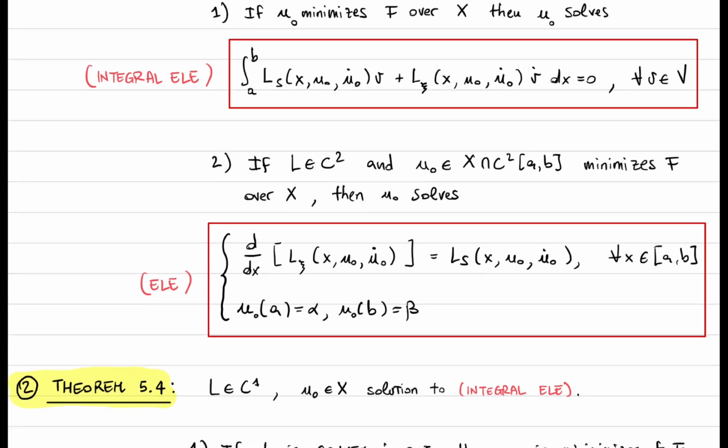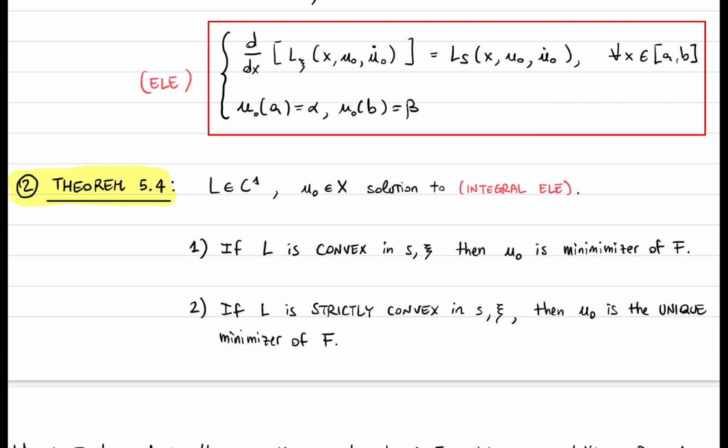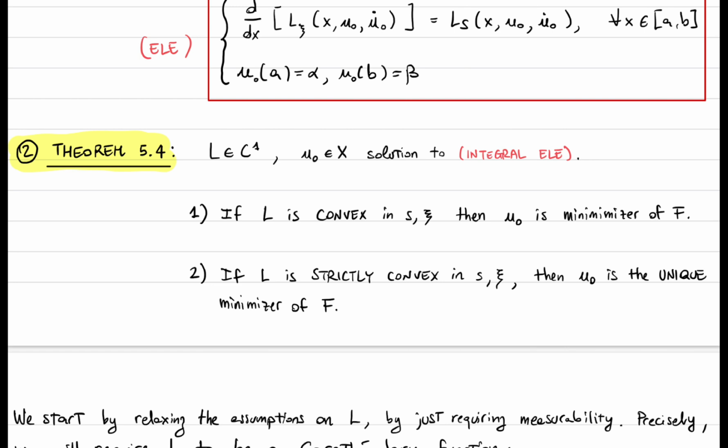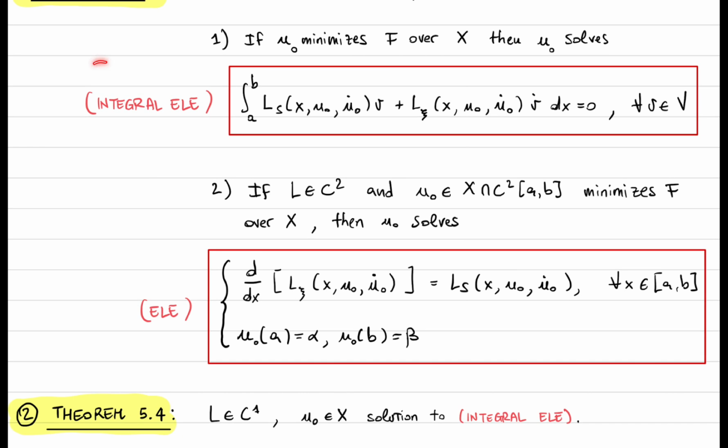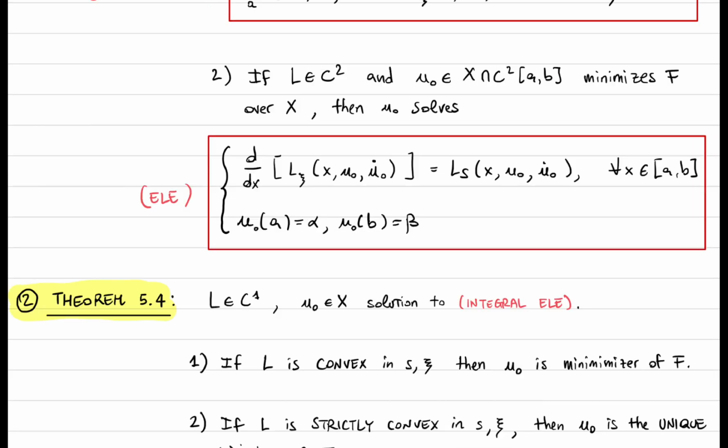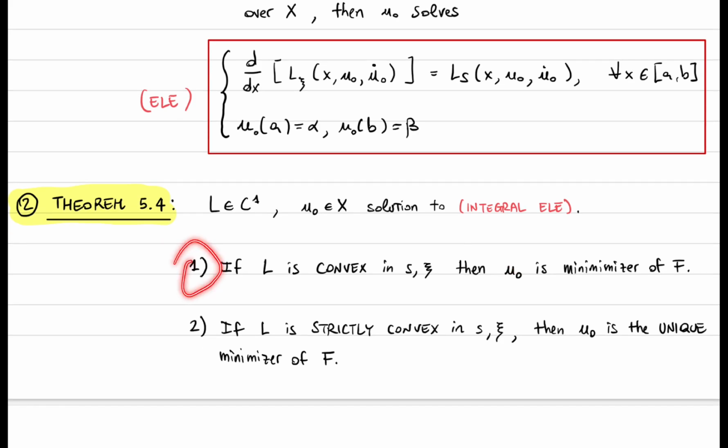Okay, the second result we're going to generalize is theorem 5.4, which talked about sufficient conditions for being a minimizer. So in this we proved that if the Lagrangian is C1 and u0 is a solution to the integral Euler-Lagrange equation above, so this one here, then we have that 1, if L is convex with respect to the s and psi variables, then u0 is a minimizer for F. And 2, if L is strictly convex in s and psi, then u0 is the unique minimizer for F.